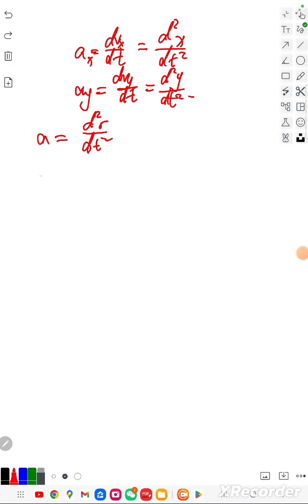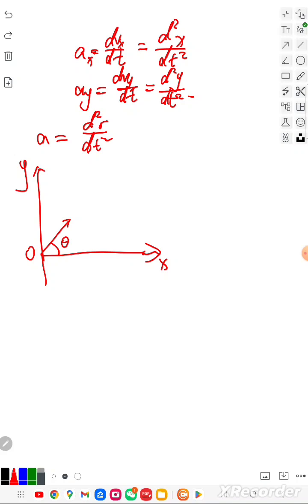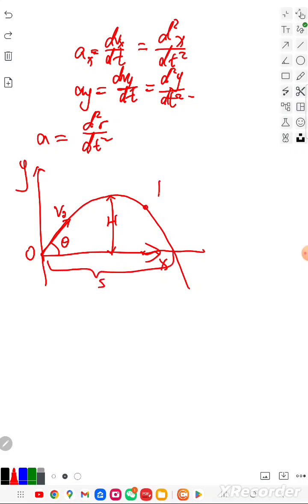Then we consider the case where our object is ejected at an angle zeta from the positive direction of the x-axis with the initial velocity v0. We can see it will be a parabola with a height h, and it goes a distance s. There is a point P where our object is. We can define that when this object is ejected, that's time t equals 0. You can define any time, but this is the most convenient way.